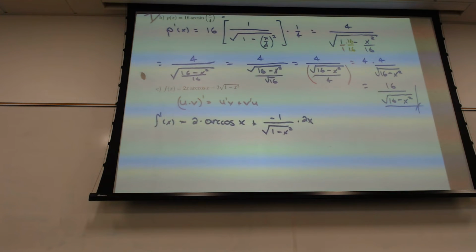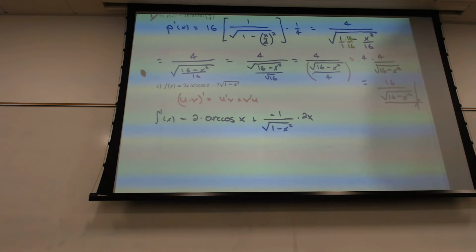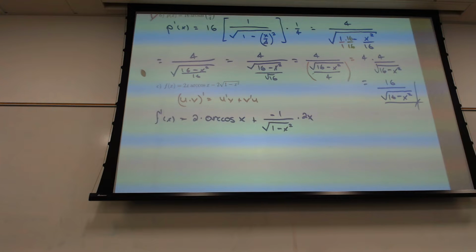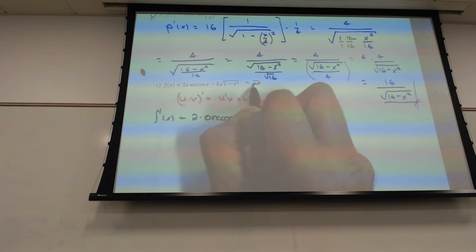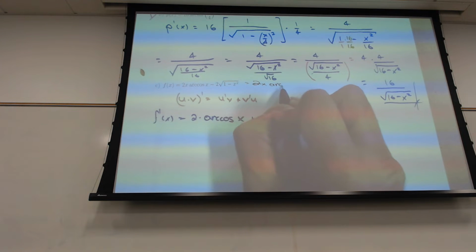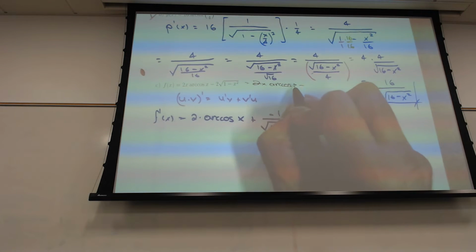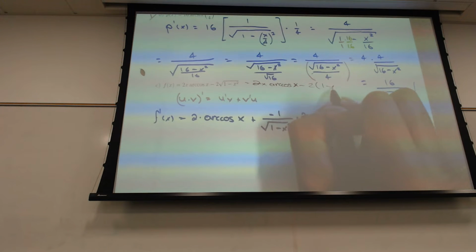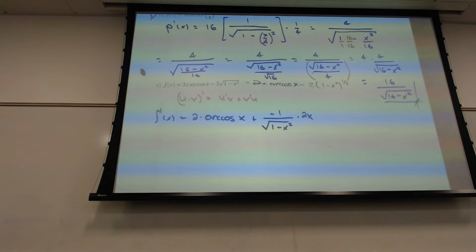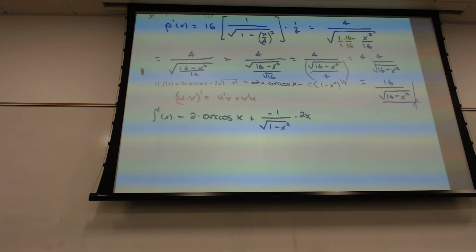And then from here, we will differentiate the second term by itself. However, I would rewrite the given function first, because we don't just differentiate radicals this way. So let me rewrite it as 2x arc cosine x minus 2 times 1 minus x squared to the 1/2. That way we can easily differentiate this function using the chain rule. Otherwise, with the radical form, it's not that easy.